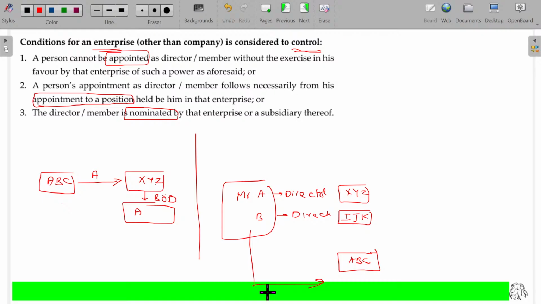You might have heard about the term syndicates, especially university syndicates. You just think of a university syndicate. We are the members of the syndicate, syndicate members. Have you heard about the term syndicate member? It's a governing board for universities. All the college principals will be syndicate members by default. So if you are getting appointed as a principal, automatically you are nominated as a syndicate member. A person's appointment as a principal follows necessarily from his appointment to a position, or a person's appointment as a director. If he is being appointed as a principal, automatically he becomes a member of the syndicate.